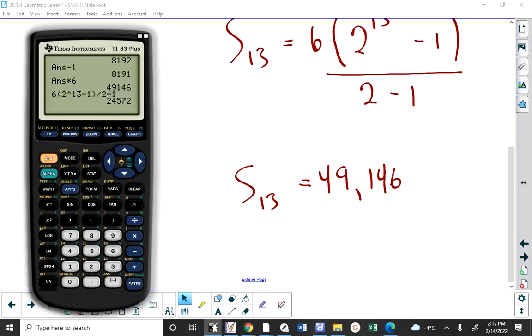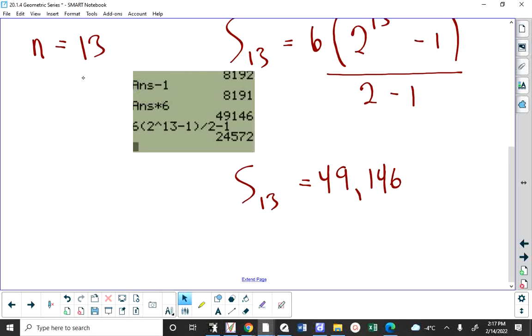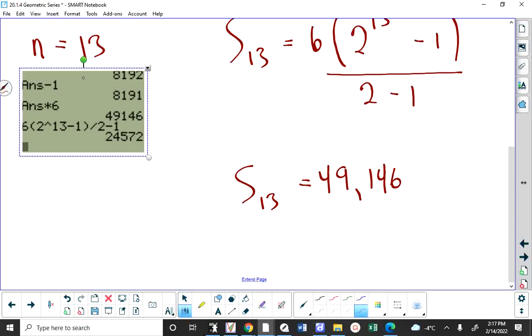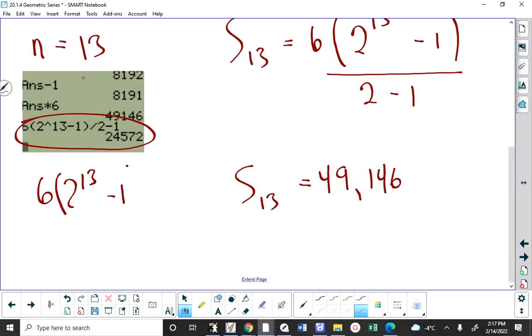Thomas, what did it do? You divide by 2 first, then you subtract. Right. What I just entered was... Oh, there it is. My computer's really slow. This thing that I've just entered is 6 times 2 to the 13 minus 1 divided by 2 minus 1. That's what I've entered.